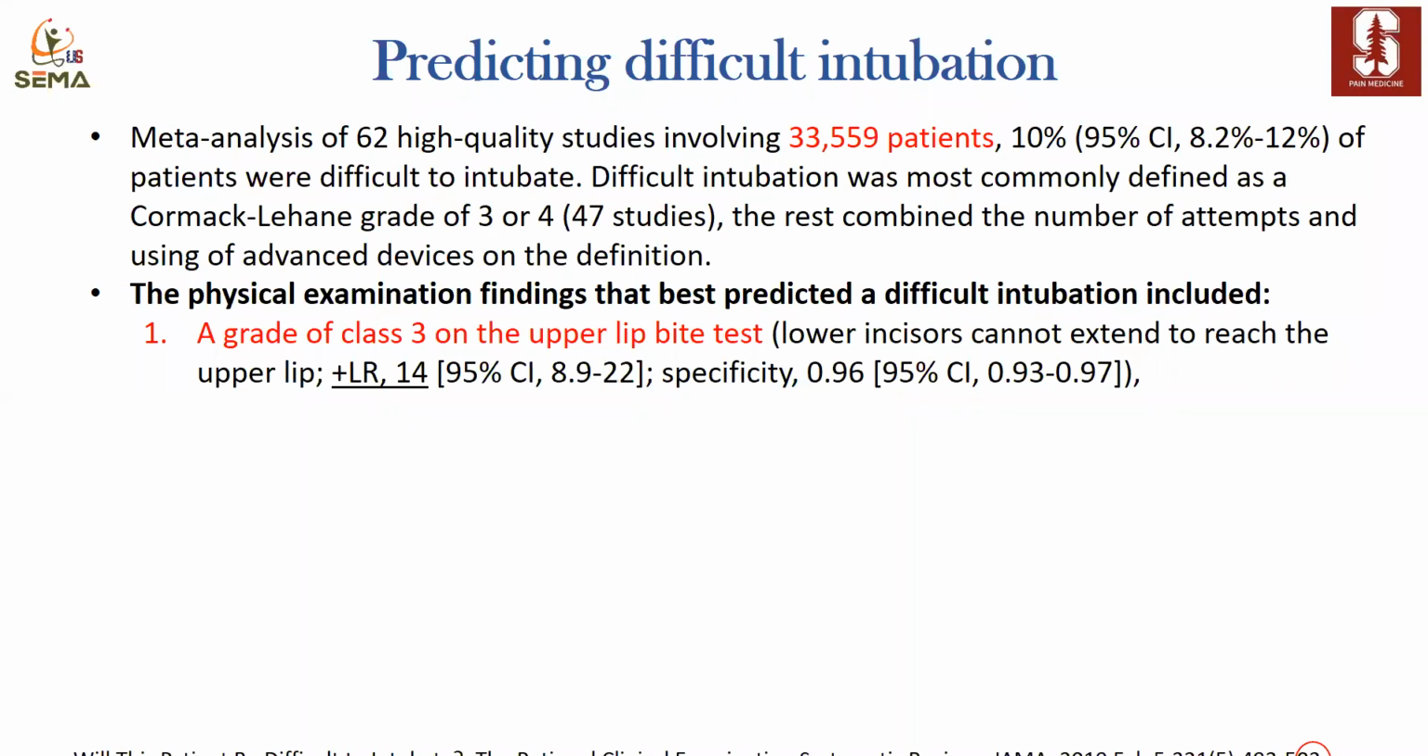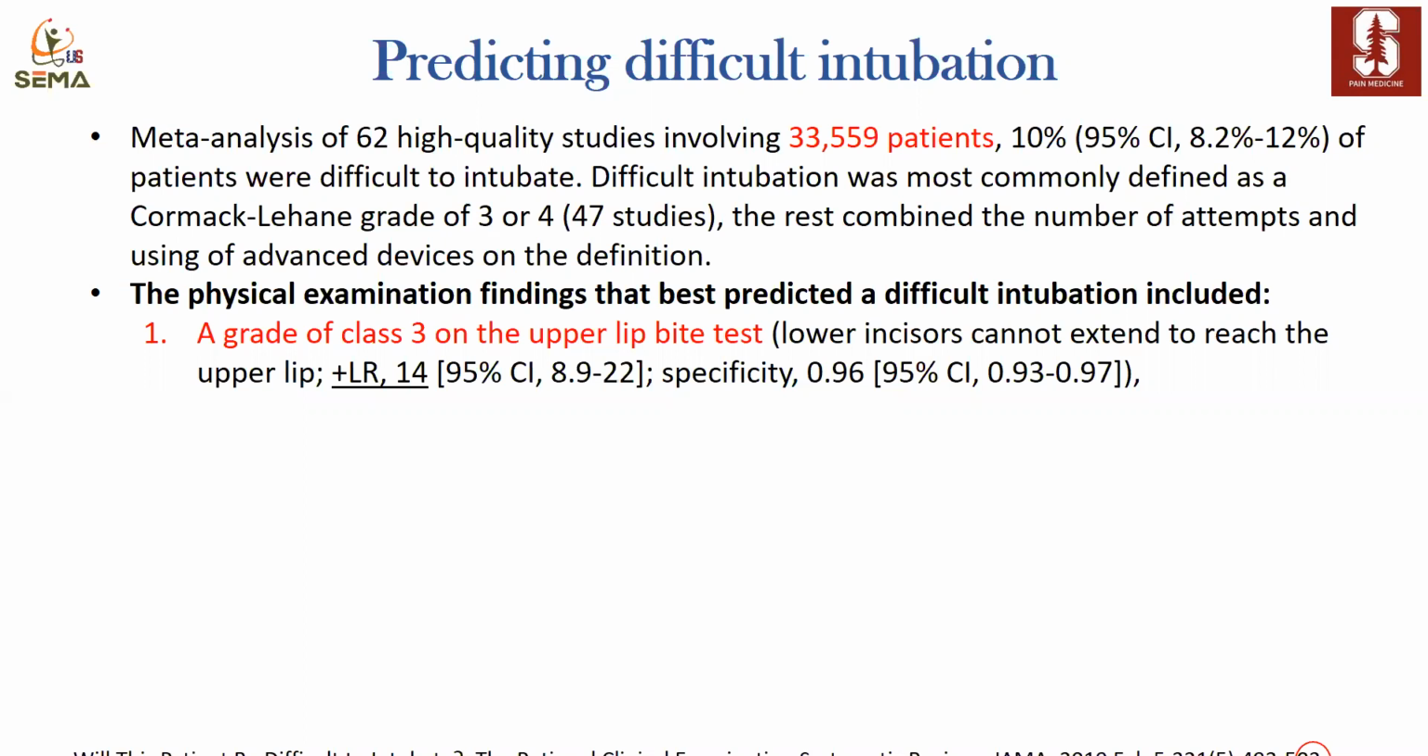And what it means, so for example, here we have the positive likelihood ratio is 14. It means that this patient with class 3 upper lip bite test is 14 times more likely to have difficult intubation than those with a negative test.